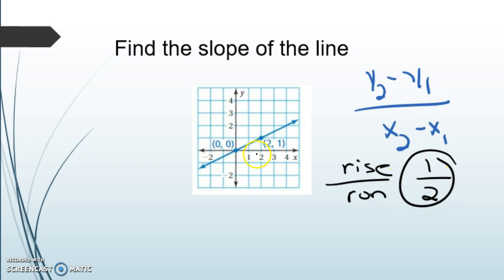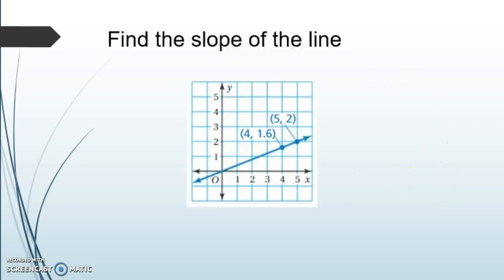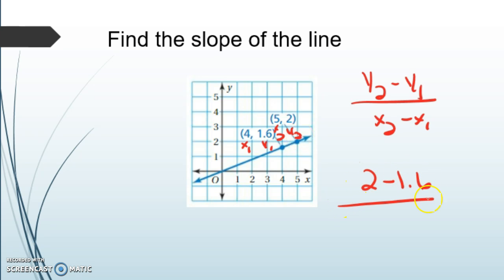Now, if you plugged it into the equation, you would have 1 minus 0 over 2 minus 0, which is also 1/2. All right, so here, these are not on the points perfectly, so I actually need to plug it into my equation. X2, y2. So now I have 2 minus 1.6 over 5 minus 4, 0.4 over 1, or I could just say my slope is 0.4.